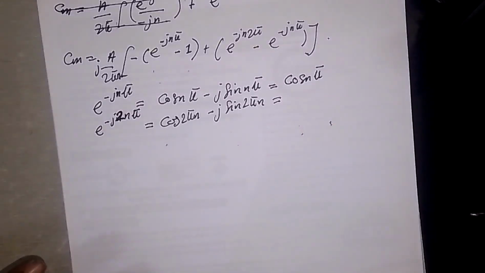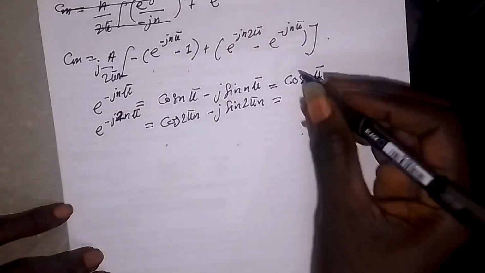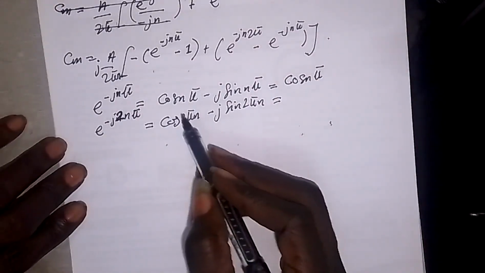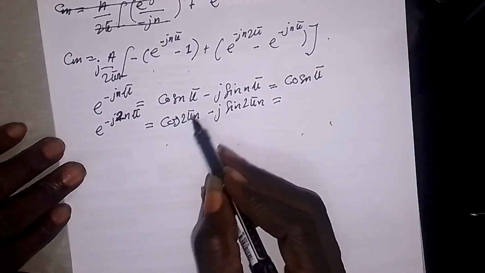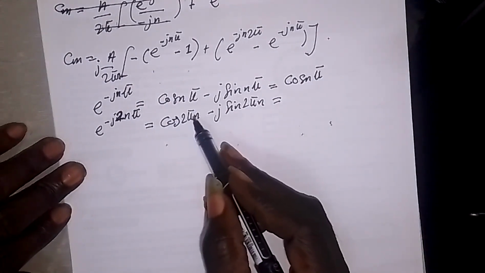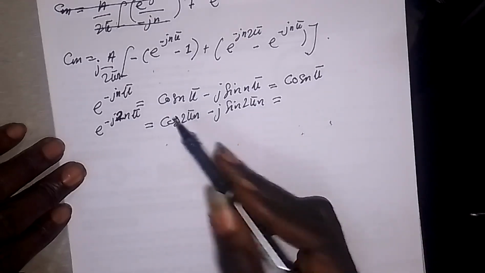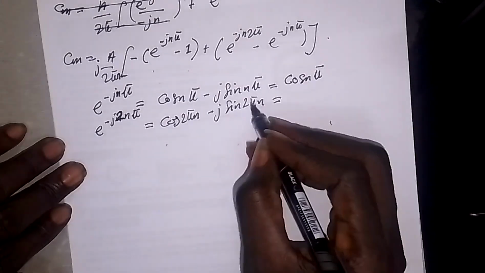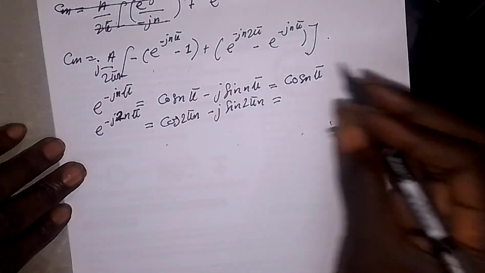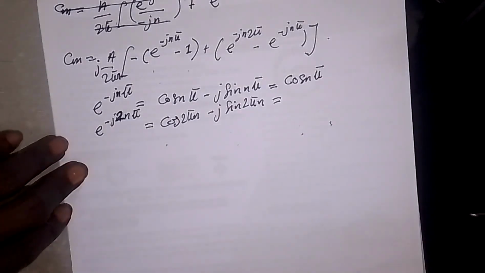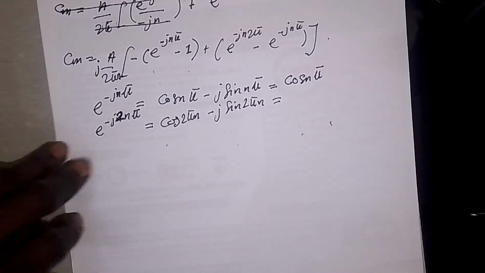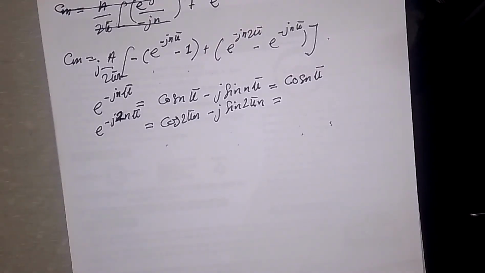So now, if I put n to be 1, I'll have cos 2 pi, which is 1. If I put in n to be 2, I'll have cos 4 pi, which is 1. If I put in n to be 3, I'll have cos 6 pi, which is also 1. And here, sine 2 pi n is 0. If you don't know that one, let me show you, it's also very simple.